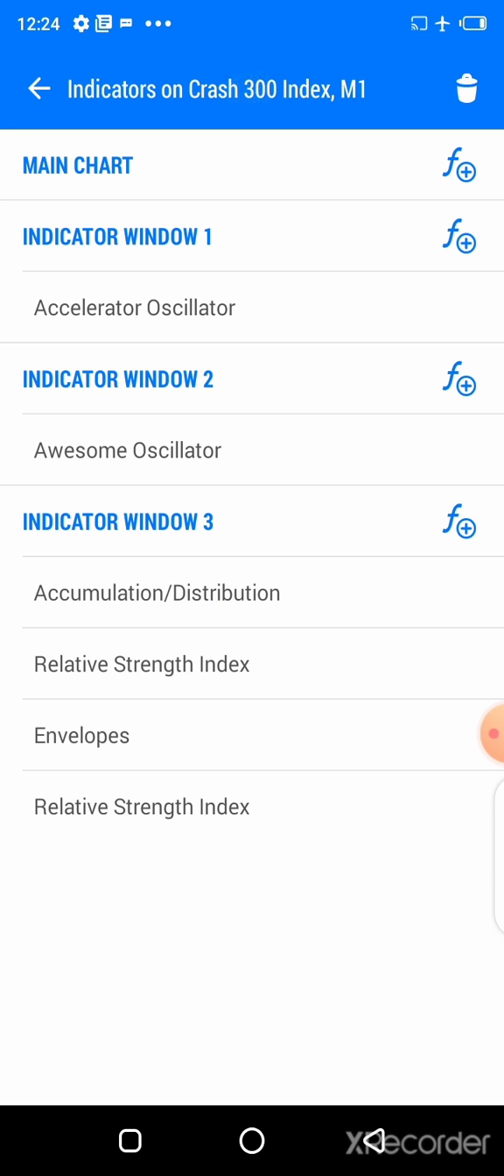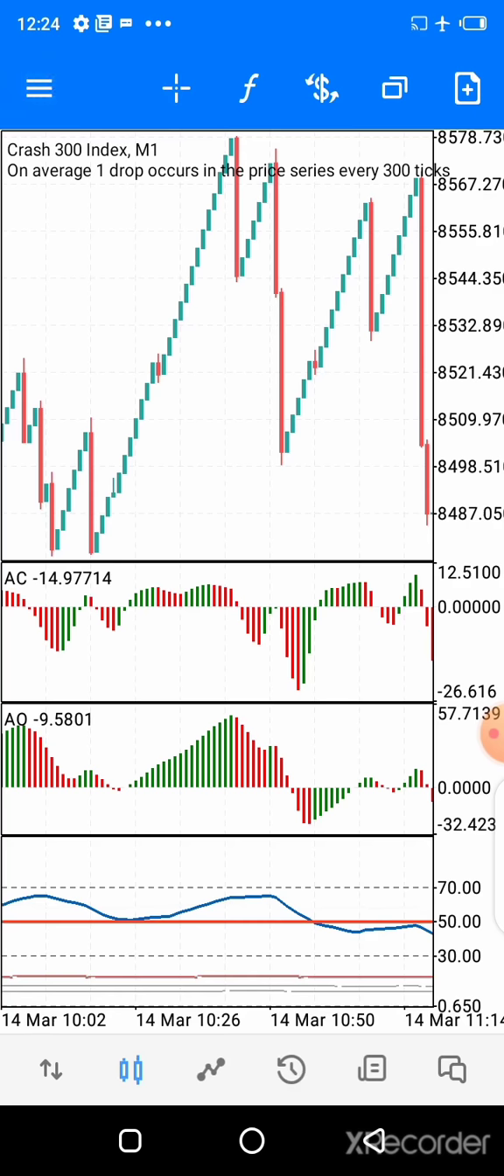Okay, these are the indicators needed for this. Your Accelerator Oscillator for window 1, then your Awesome Oscillator for window 2, Accumulation Distribution for window 3, your Relative Strength Index, Envelope, and then again your Relative Strength Index. So stick around and watch this video till the end, as I'll be revealing the settings to you as we go forward.